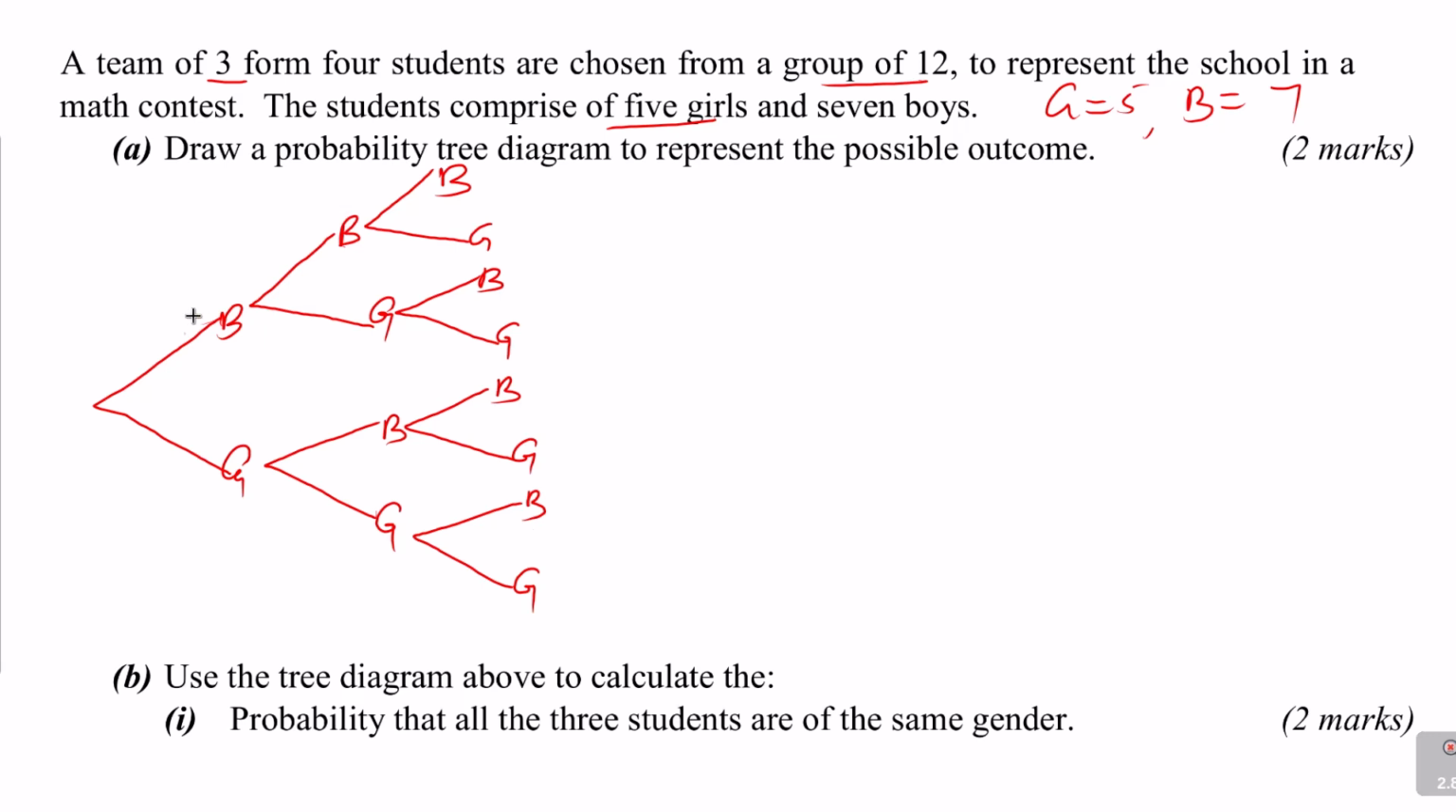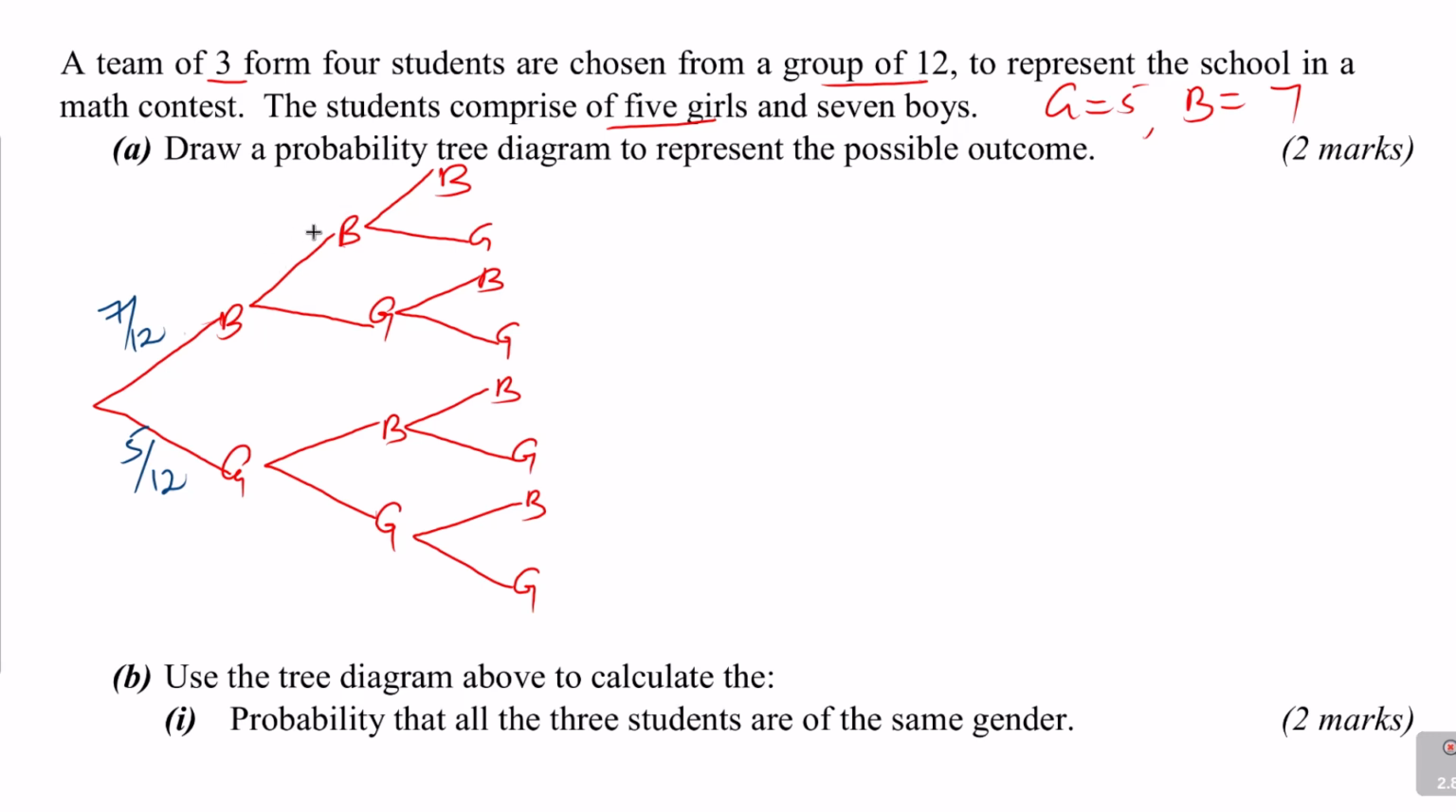So the first choice, boys are 7. The probability of picking a boy will be 7 divided by 12. Then the probability of a girl will be 5 divided by 12. Remember, the sum of each branch should give 1. 7 divided by 12 plus 5 divided by 12, you should get 1. There's no time that you should get something exceeding 1 in a probability branch. So that is the first choice.